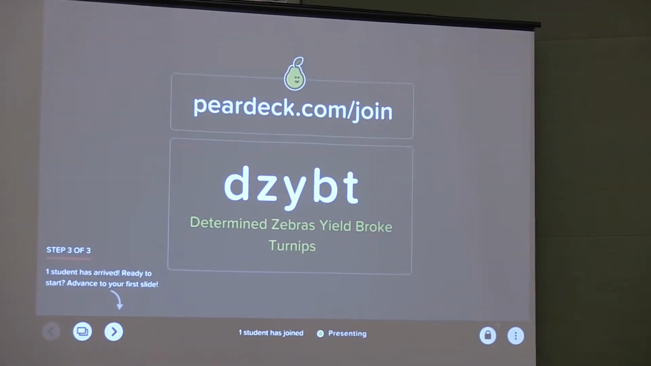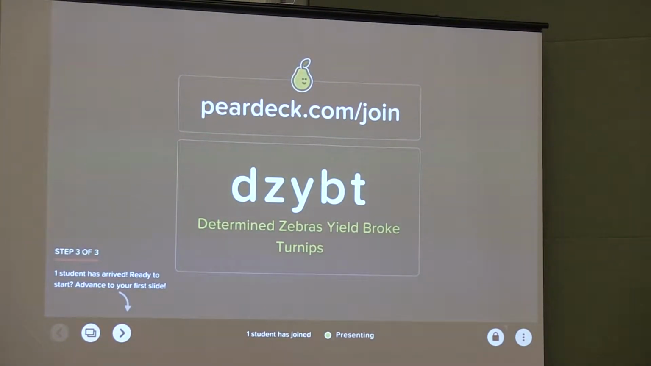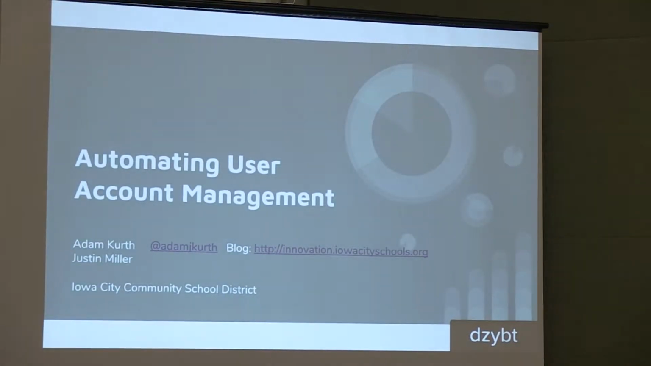One quick note, if you have your computer and you want to join, this is a Pear Deck presentation. For those of you who haven't used Pear Deck, it's available as a Google Slides plugin or standalone. Great tool for interactive feedback during sessions. It has a couple of slides with interactive elements built in. To join, you can do it on any device at peardeck.com/join. DZYBT will appear on all of the slides. We'll wait a couple of minutes for people to finish coming in.